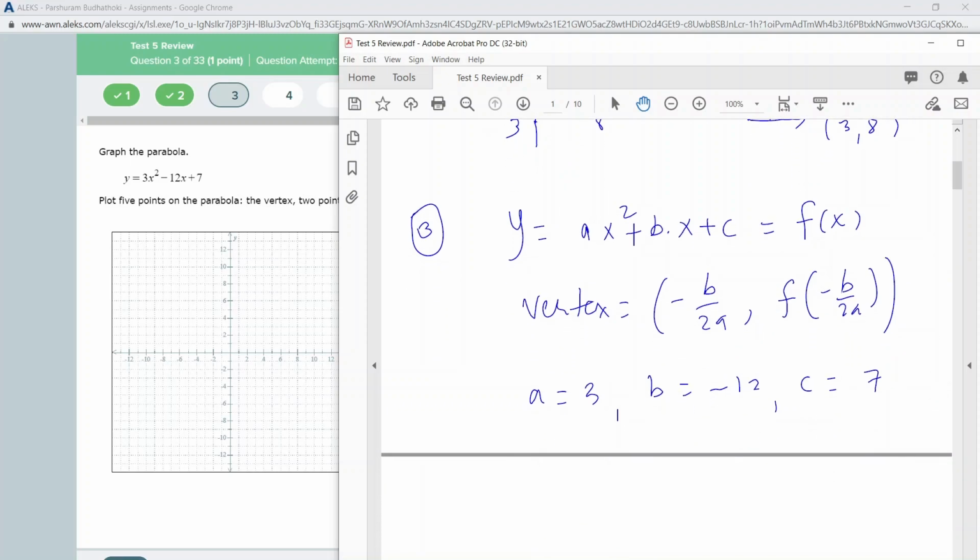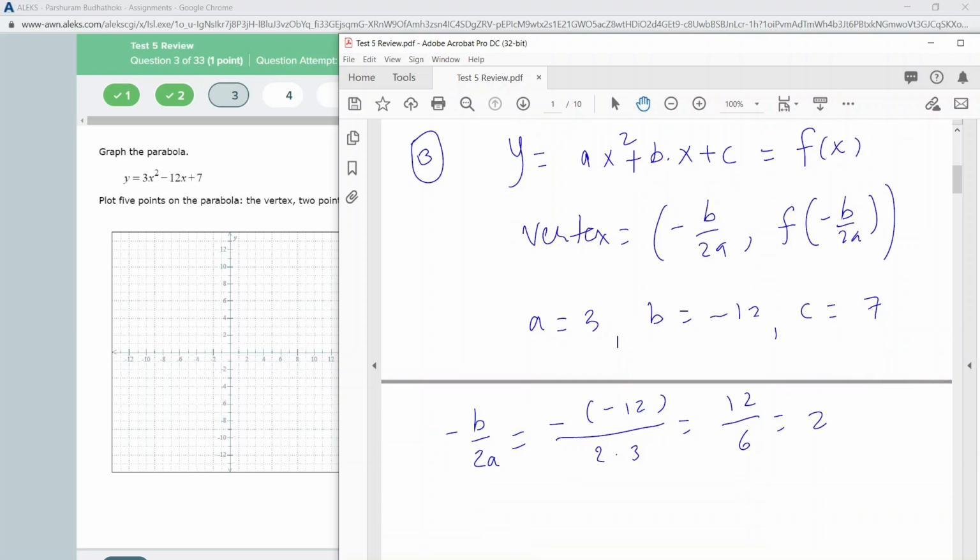So now, for finding the vertex, you need to find -b over 2a: -(-12), because b is -12, over 2 times a, where a is 3. So negative times negative is positive, divided by 3 times 2 is 6. So that is 2. You need to find the value of the function when x is 2. So you go back here and just replace that x by 2 and calculate that number.